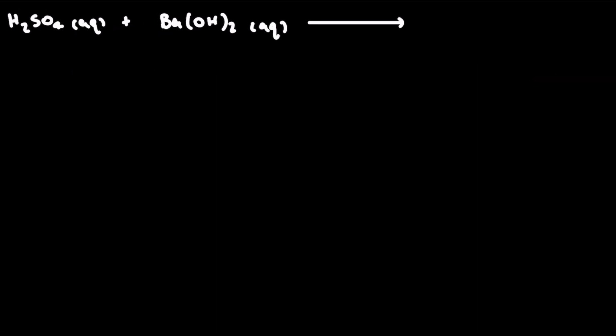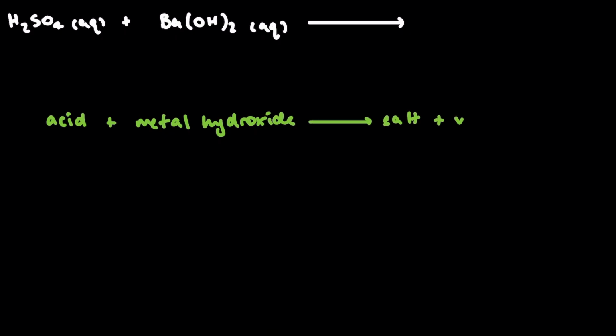Now let's have a look at an example where we're going to have a diprotic acid. Well, we know that this is a reaction between an acid and a base, and more specifically, we know it's a reaction between an acid and a metal hydroxide. And the reaction here will simply form a salt plus water, and that's it.